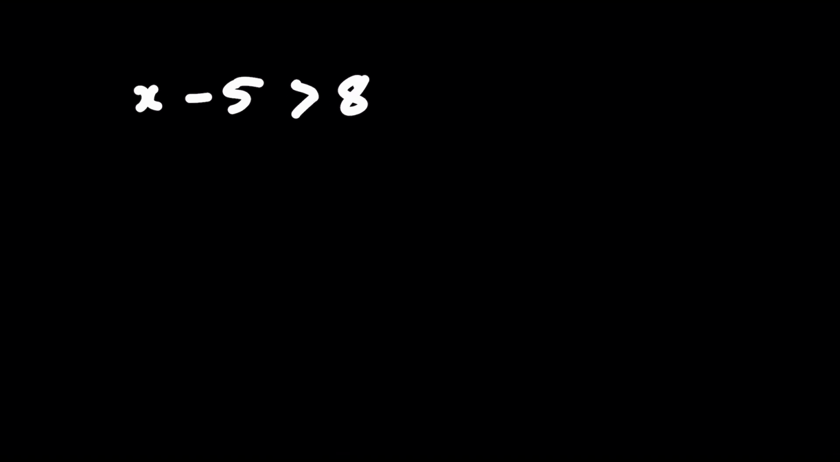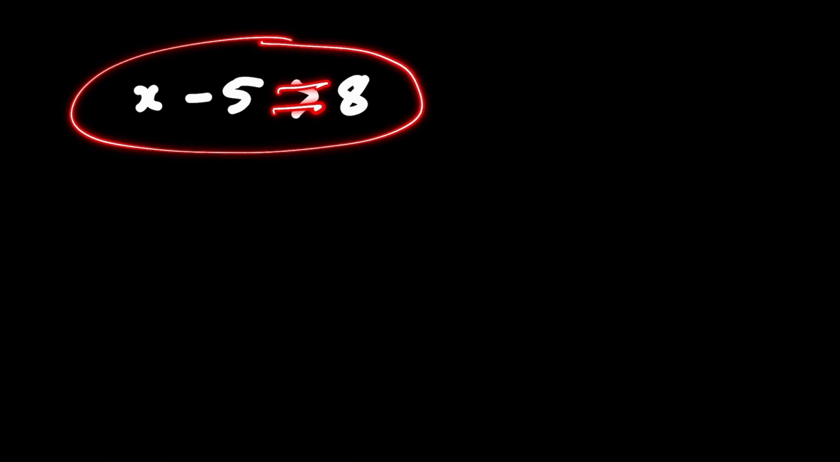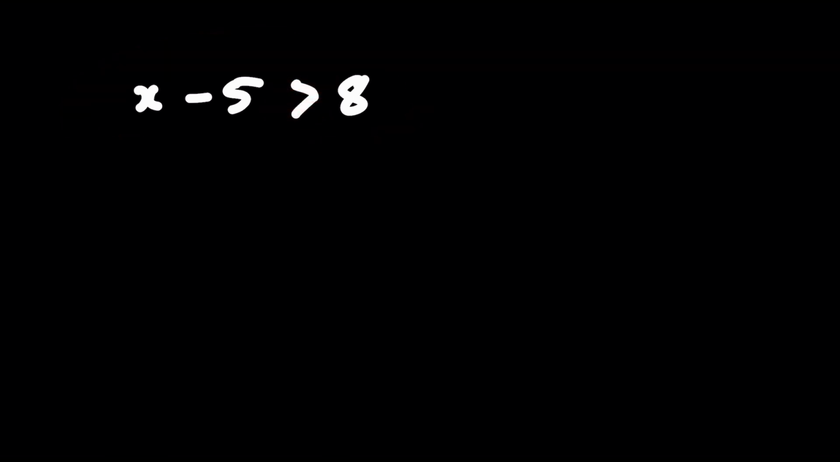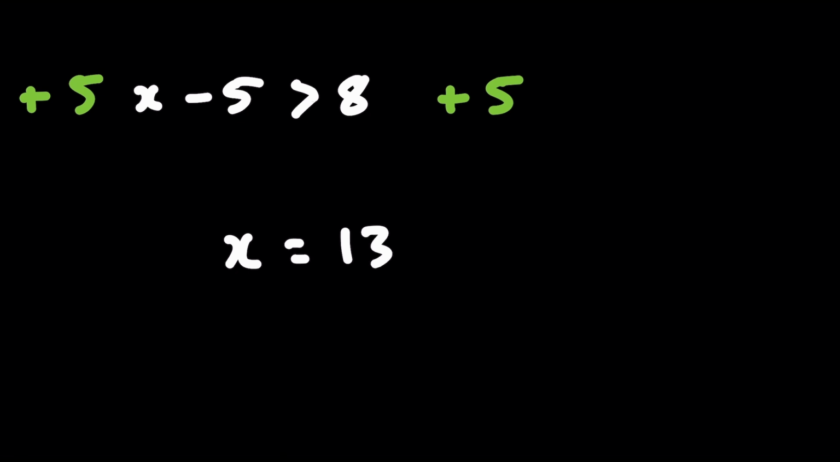If we wanted to solve an inequality like this, we simply ignore the inequality and just pretend like it's an equal sign. If we solve any linear equation with an equal sign like this, we know that we just have to add 5 to both sides. And if we do that, we get x equals 13. However, we only pretend like it's an equal sign. We don't actually change the sign to an equals. So we say that x is more than 13.